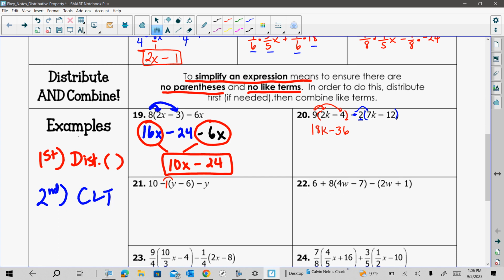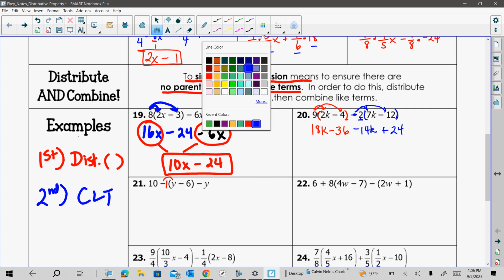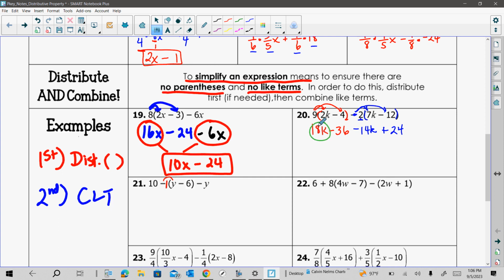So -2 times 7k is -14k. Then -2 times this minus 12 is -12 plus 24; a negative times a negative is a positive. So now our k's, 18k minus 14k, when you combine those, gives 4k. Then I'm going to combine my -36 plus 24, which leaves me with -12.